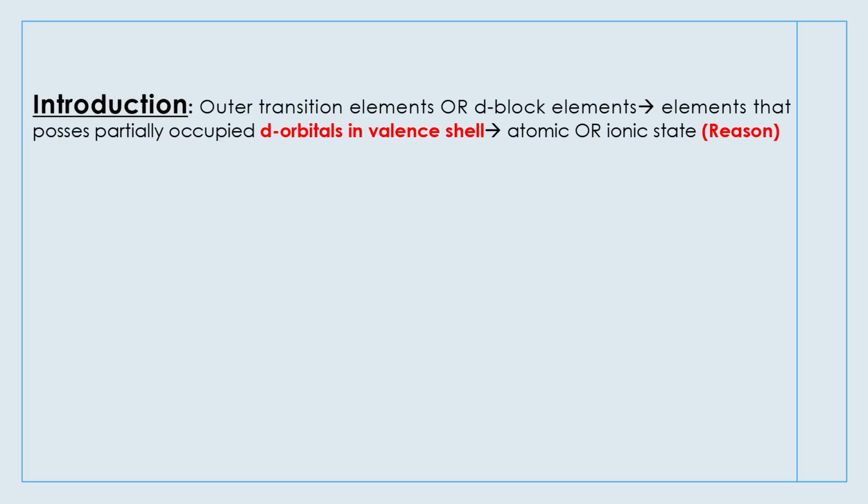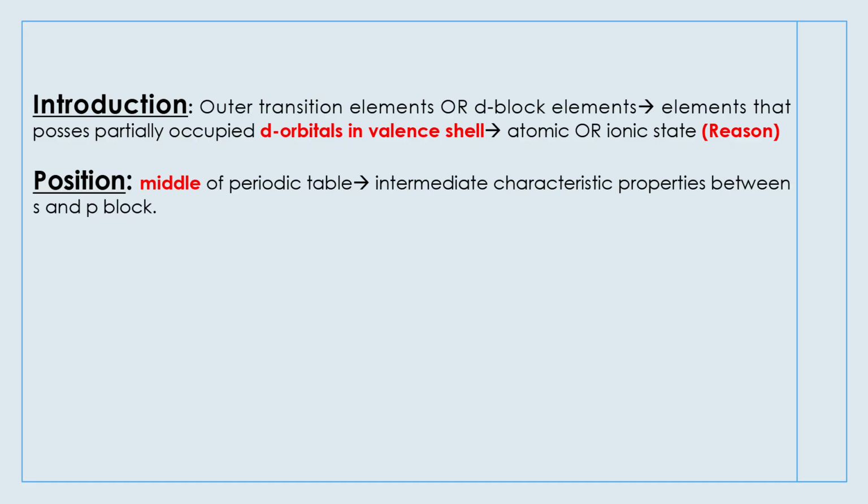Talking about the introduction, the elements that have the valence electron in the d orbital belong to the D block or the outer transition elements. D block elements are located in the middle of the periodic table, which means they have intermediate properties between the S and P block. Now the question arises that why should we study the D block elements or even this chapter? The reason is simple, that the D block elements or the transition elements have great significance. So due to their versatile nature, they must be studied.